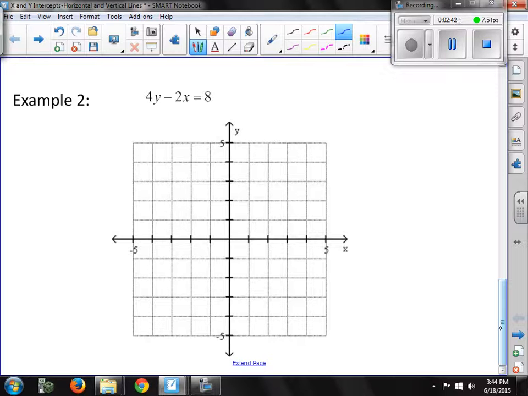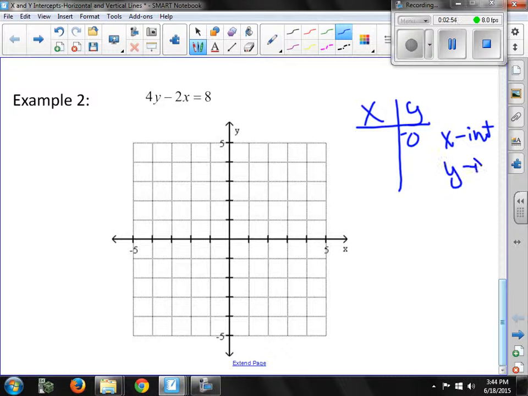Let's do this example. We're going to do another t-table, organize our data. To find the x-intercept, y is 0. To find the y-intercept, the x is 0. Okay, we're going to go to our equation. Now we're going to find the x-intercept first.